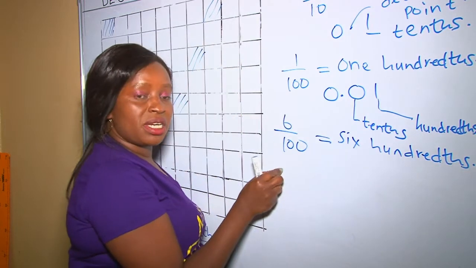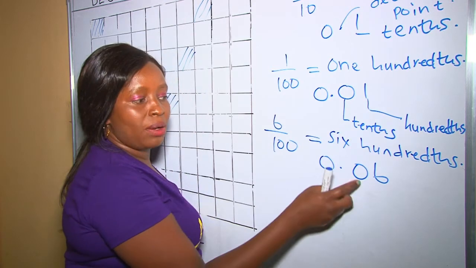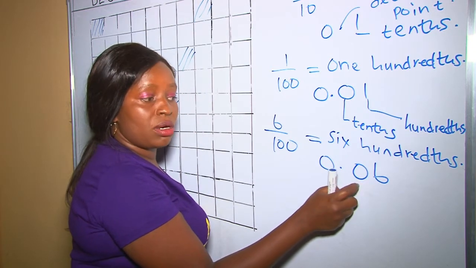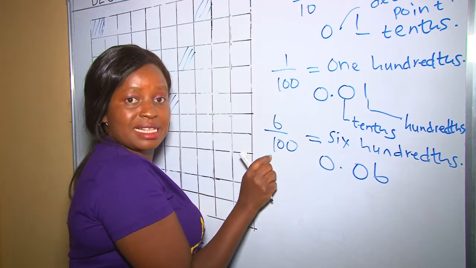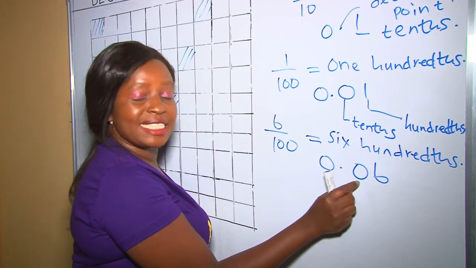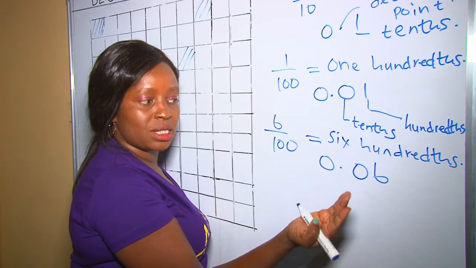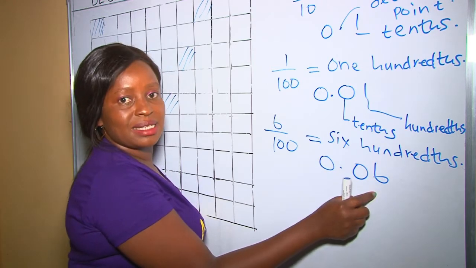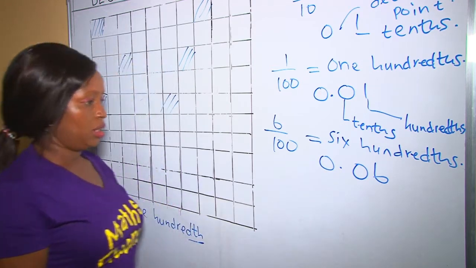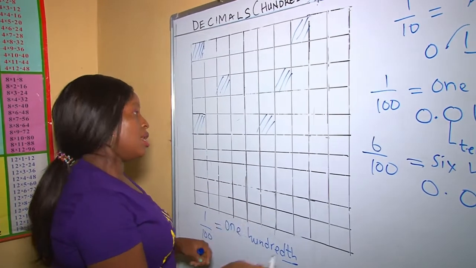To write it as a decimal is going to be 0.06. Why are we putting 0 here? Because this 6 is in hundredths. Its place value is on the hundredths part, not on the tenths. That's why on the tenths we put a 0, because we don't have tenths. We only have hundredths. What about if we shade more squares in this grid? Let's shade more.